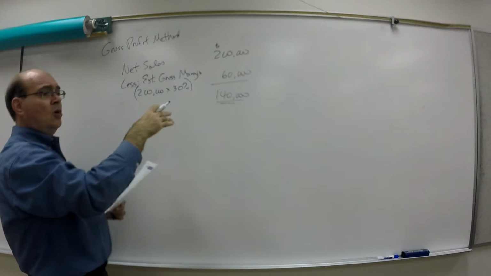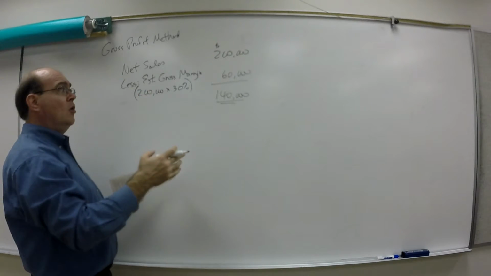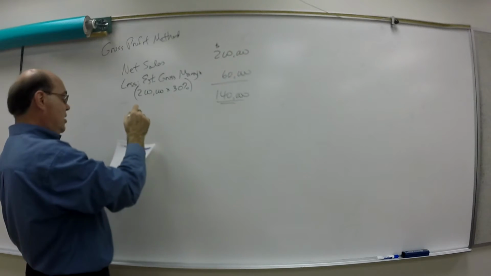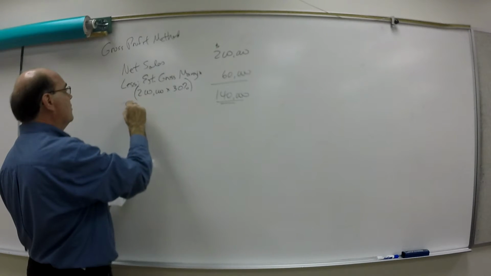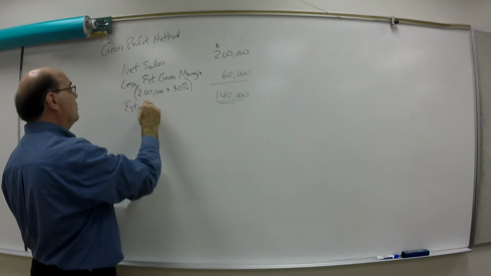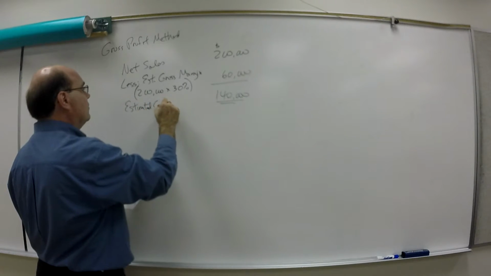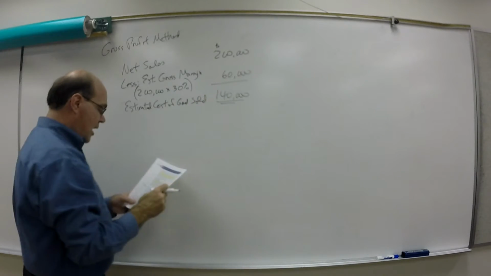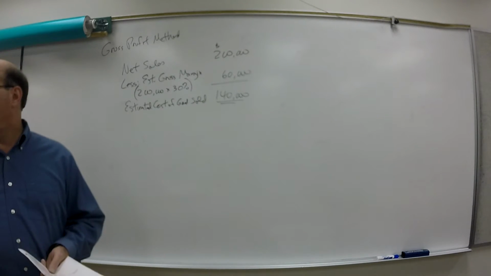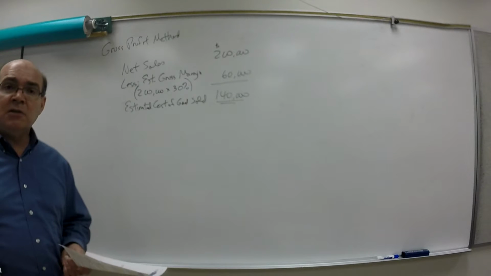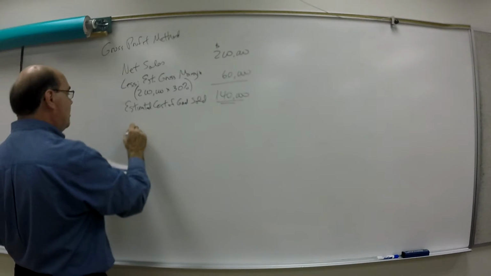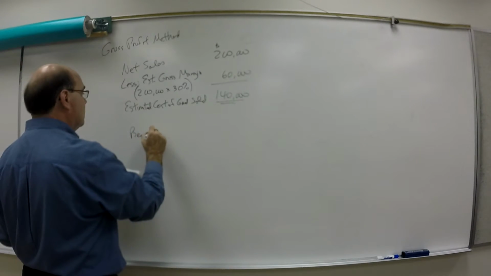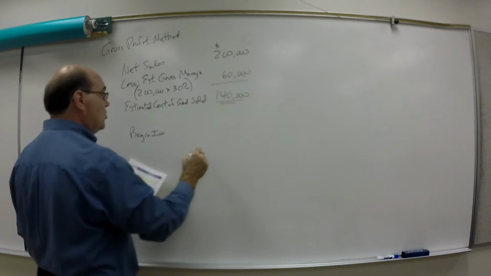Because remember, our cost of goods sold is the price we paid for the things we sold, and that had a markup on it. So this becomes our estimated cost of goods sold. And once we have that, then we can just go through and do our little cost of goods sold calculation that we talked about the last time. So we start with our beginning inventory, which was 40,000.